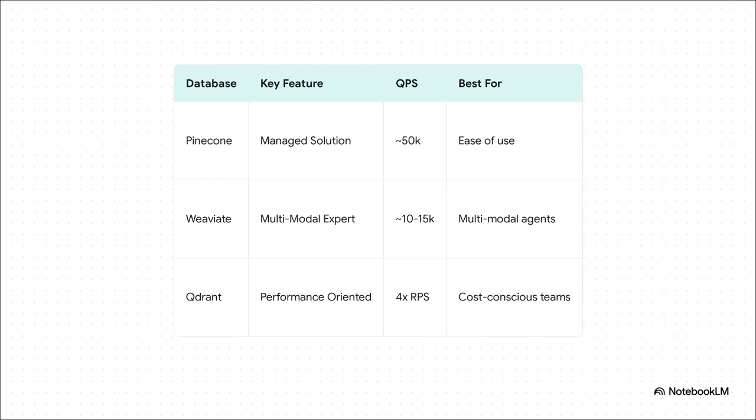And when we dig into those vector DBs, the choice you make has real trade-offs. For instance, Pinecone is a fantastic choice if you just want to get started fast with a fully managed solution that just works. But if your agent needs to understand images or audio, not just text, you'd probably look at a multimodal expert like Weaviate. On the other hand, if your number one priority is raw performance and keeping costs down, and you've got the engineering chops to manage it, then something like Qdrant might be your best bet. It's all about matching the tool to your specific job.